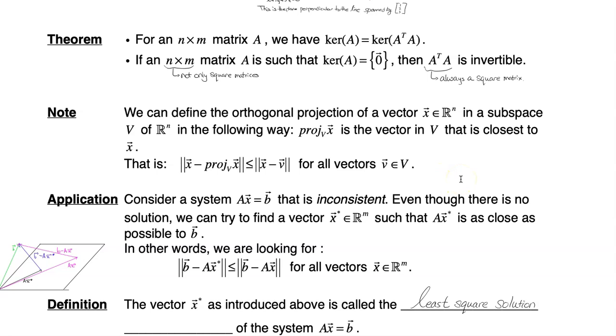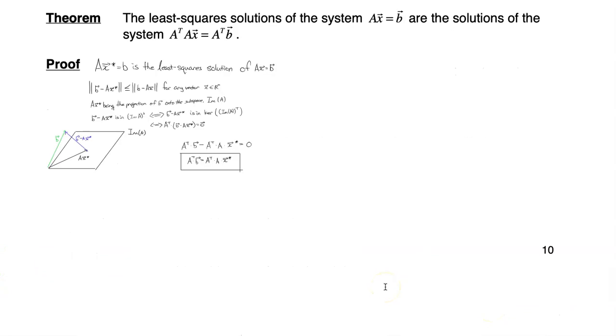So the application is what we've seen in the introduction problem: when we have an inconsistent system of equations, we can find the best of the non-perfect solutions, and this is what we call the least squares solution. So the theorem we have here is the first and major big step to getting to the formula to find the projection.